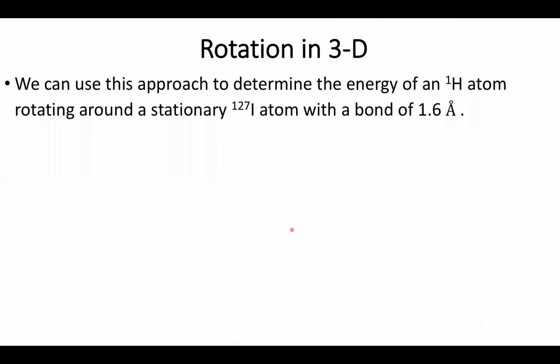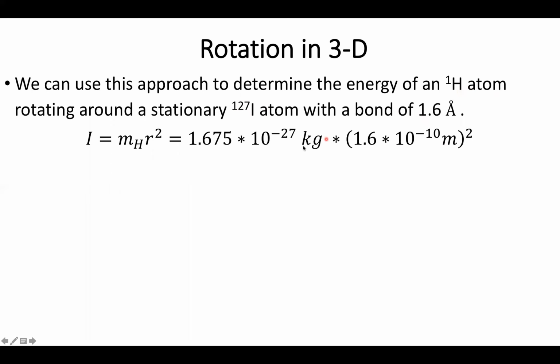So let's go ahead and try and see what we can do with some of these values. Work with a quick problem. So let's try and use our three-dimensional motion to try and determine the energy of a hydrogen atom moving around a stationary iodine atom. Again, bond, fixed distance. We're not going to include any vibrational motion. Now, because iodine is so heavy, I can consider it fixed and treat the reduced mass or effective mass as just the mass of the lighter atom.